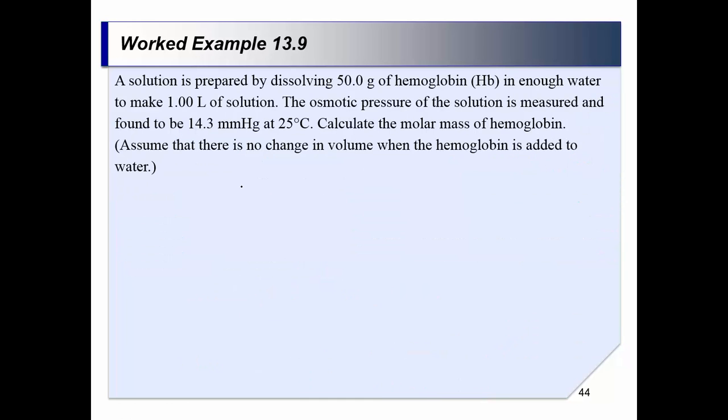Working this example, if we have a solution that is prepared by dissolving 50 grams of hemoglobin, so there's our solute, in enough water to make 1 liter of solution, that's our solution volume, not our solvent. We have an osmotic pressure that is measured to be 14.3 millimeters of mercury at this temperature, which we have to convert, so I'll just do that to 298.15 Kelvin. We're asked to calculate the molar mass of hemoglobin. So remember, our end game is grams per mole. We were given grams here, so we need to calculate our moles.